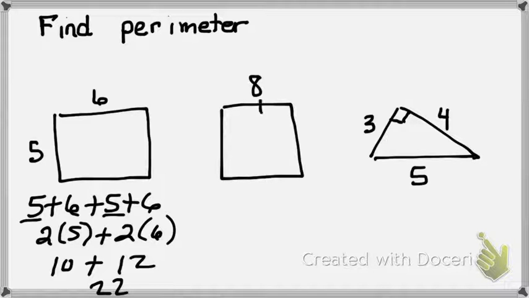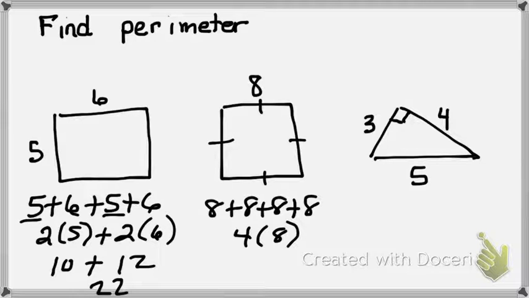This object is a square, and every side is the same length. So perimeter, if I add up all the sides, would be 8 plus 8 plus 8 plus 8. Or some of you might want to shortcut that and say, hey, that's just 4 times 8. Some of you might say, hey, 2 of the sides would add up to 16, so that's 2 times 16. Anyway, you do it, you're going to get a 32.